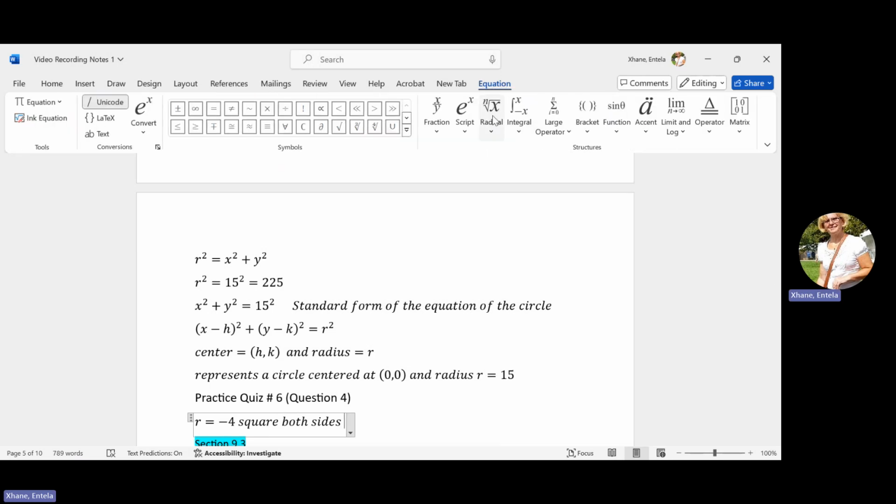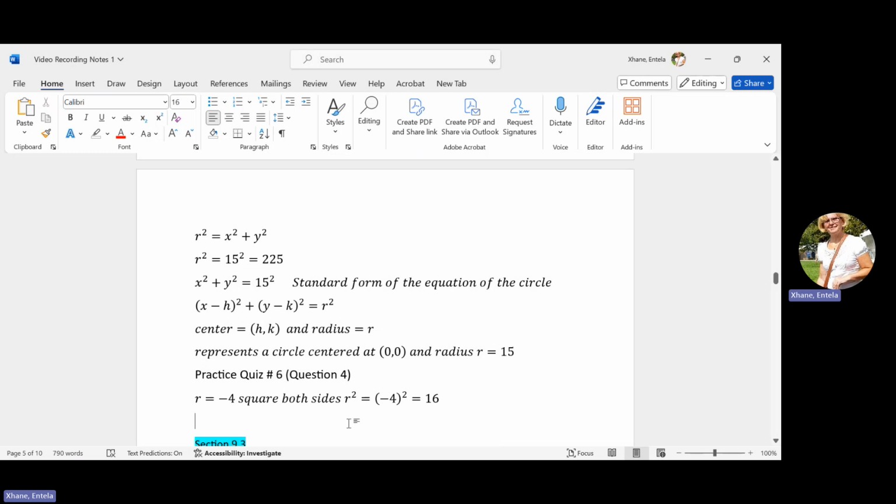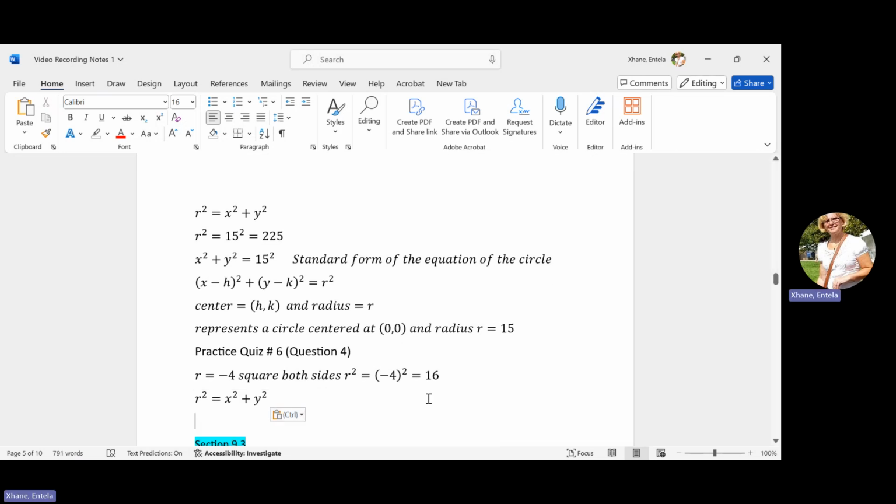If you square both sides, you're going to get r squared equals -4 to the second power, which is 16. In this case, we know that r squared is x squared plus y squared. By the way, this is a -5, sorry. So that should be 25.